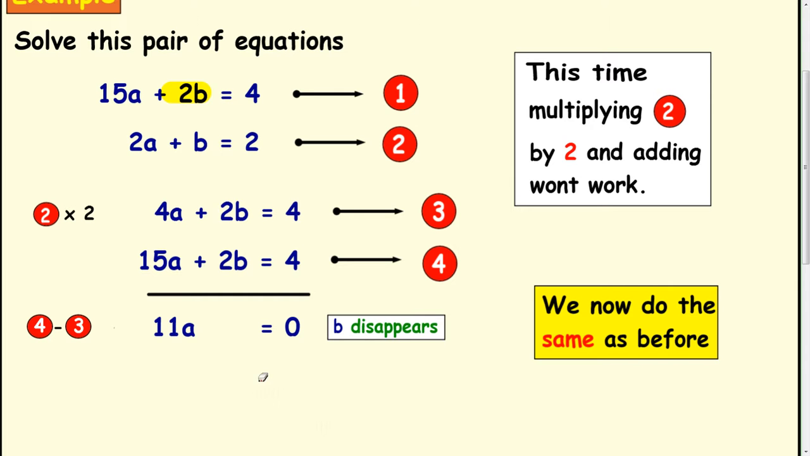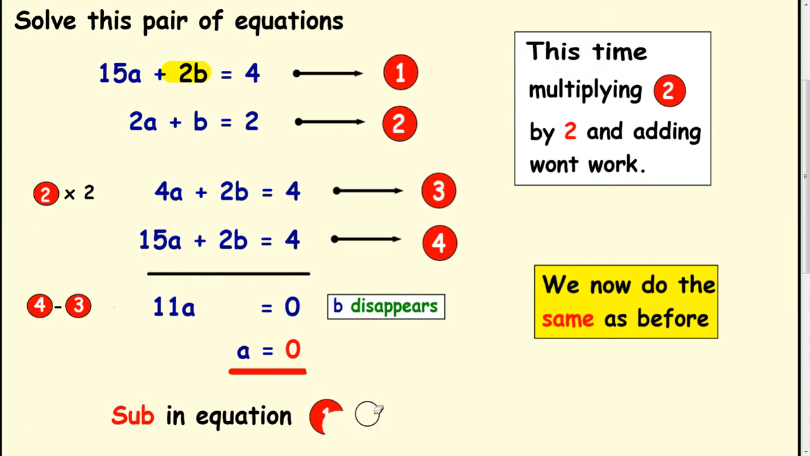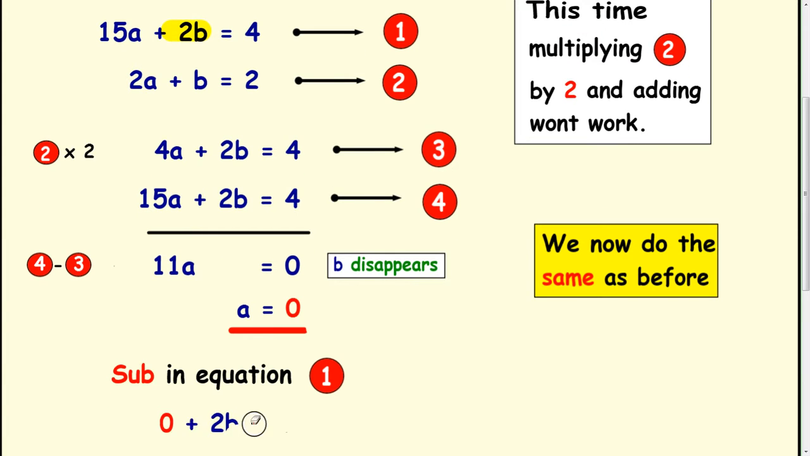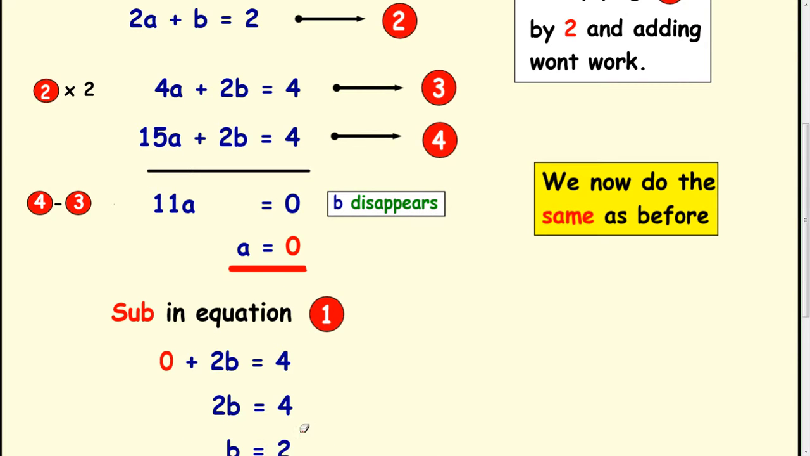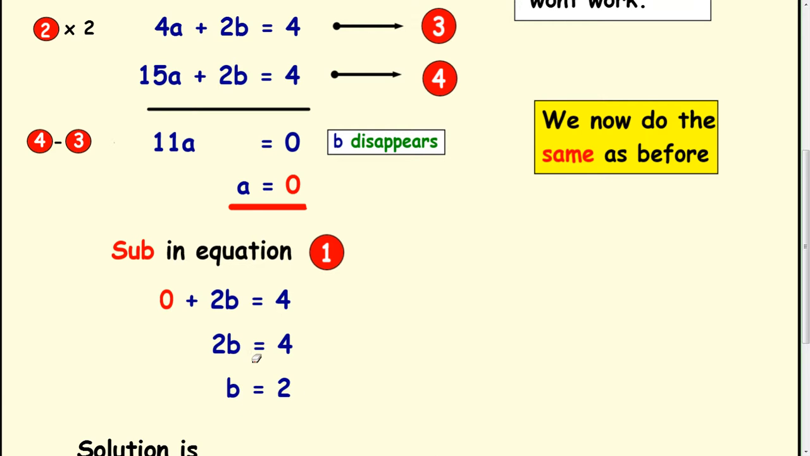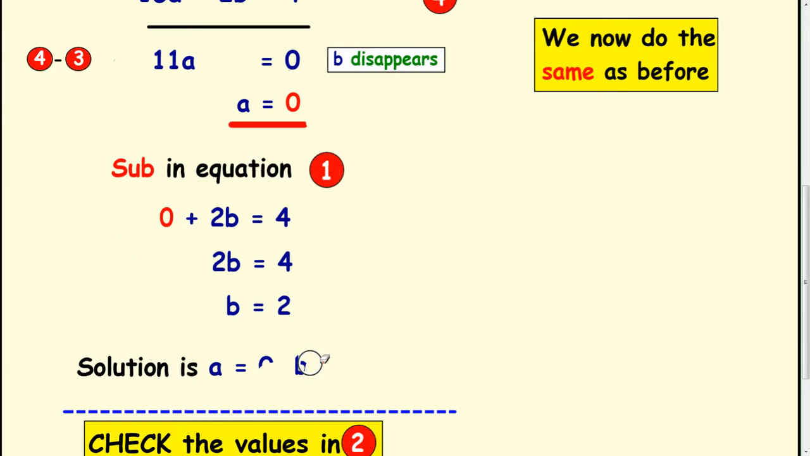Now 11 times what is 0? Oh, it's 0. Now we can substitute into either equation. In this case, I am going to pick equation 1. So 15a, that means 15 times a, so 15a is 0. So you're going to get 0 plus 2b, equals 4. So that means that 2b is equal to 4, and then b is 2. So the solution to this is a is 0, and b is 2. And the point of intersection would be 0, 2, if you were to draw the two on a graph.